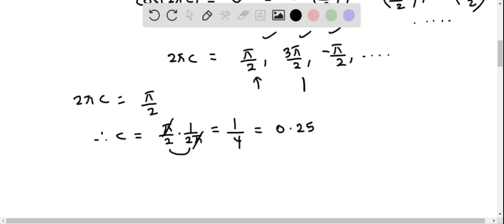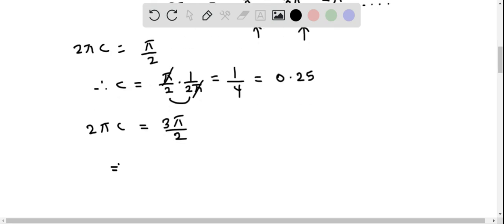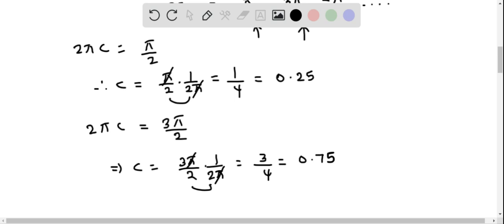Now I'm going to consider the other value such that cosine of 2 pi c equals 0. When 2 pi c is equal to 3 pi by 2, the cosine will be 0. From this we can determine another value of c, that is 3 pi over 2 divided by 2 pi, which I write as multiplied by 1 by 2 pi. We cancel the pi's, so it is 3 fourths, because 2 times 2 is 4. In decimal equivalent, it is 0.75.